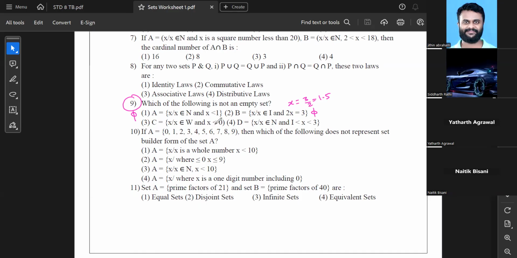Now, x is a whole number where x is less than 0. That is also not possible. That is also a null set. x is a natural number where it is between 1 and 3. Yes, that is possible because 2 is a possibility. 2 can be a natural number which can lie between 1 and 3. Therefore, it is not a null set. Hence, option 4 is your correct answer. Okay?